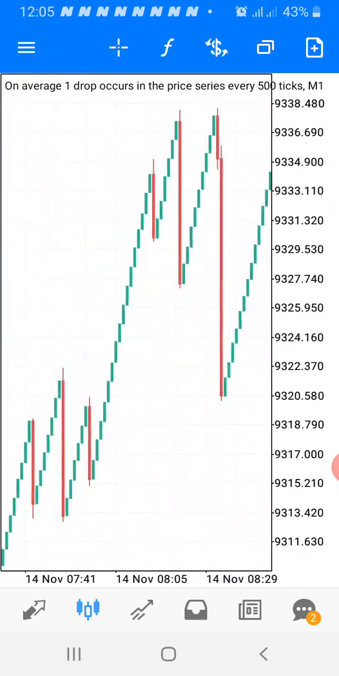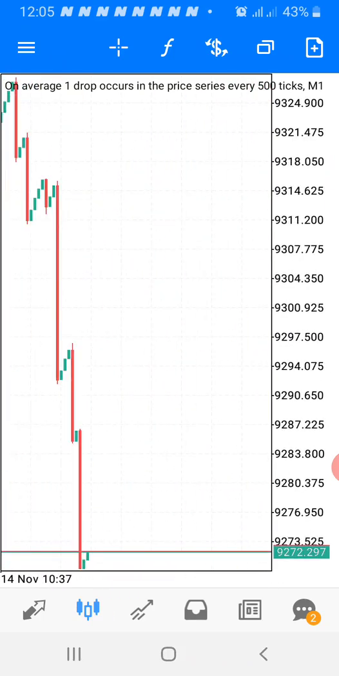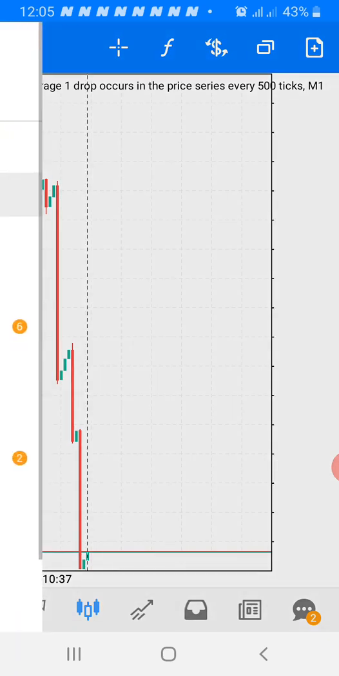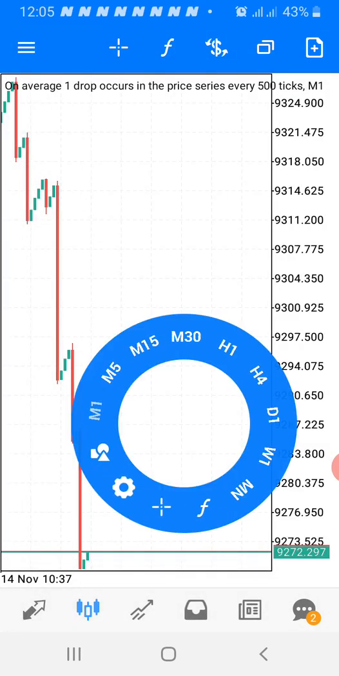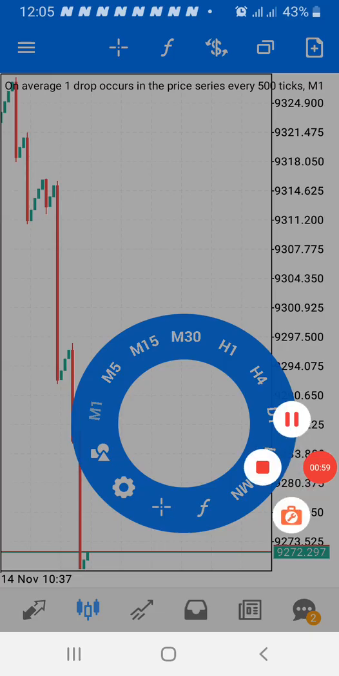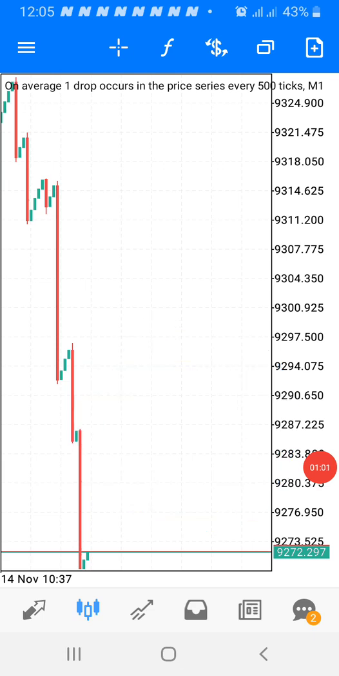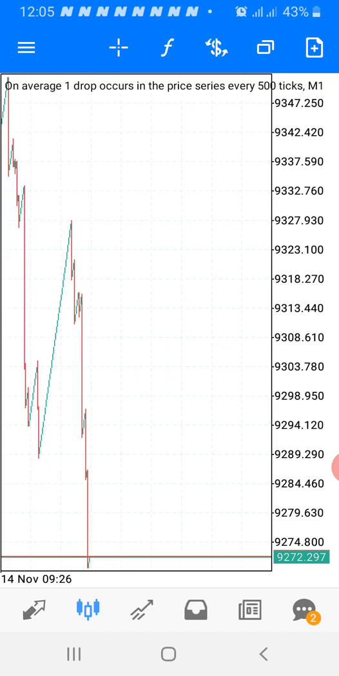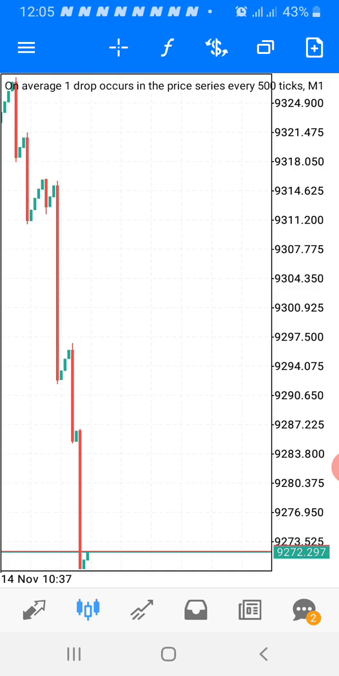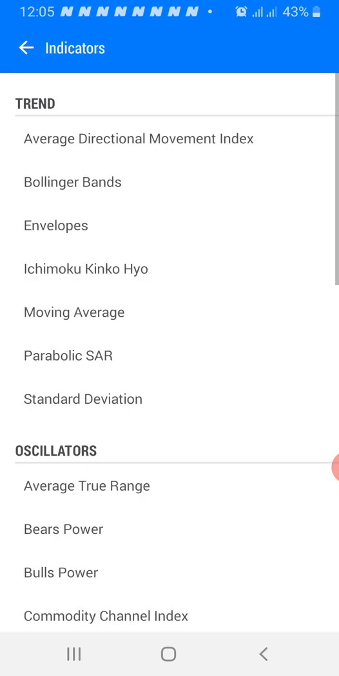You open your MT5 and this is crash and boom. This is my 1 minute time frame, as you can see. And this is the 3 level zoom. This is the first level zoom, second level, and the third level zoom. So we are using the third level zoom. Then what we need to do is click on the indicator tab.